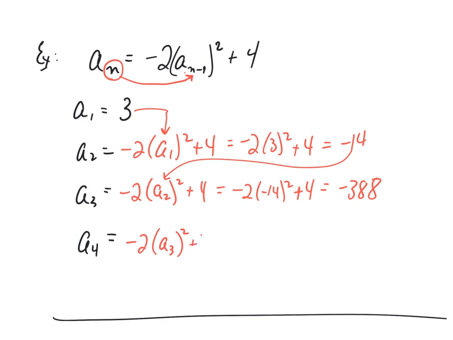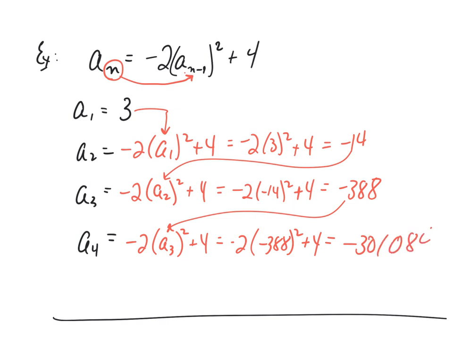And to get the fourth term, that's going to be negative 2 times a sub 3 squared plus 4. But we now know what the third term is, so this is going to be negative 2 times negative 388 squared plus 4. Again, let me give that a try on my calculator. Negative 2 times negative 388 squared plus 4. Let me see. And I got negative 301,084.